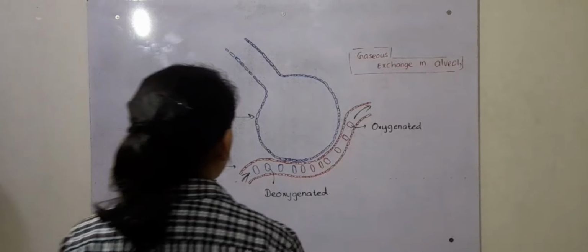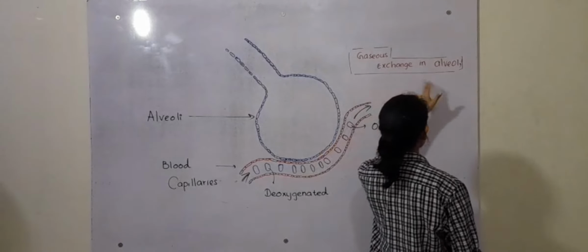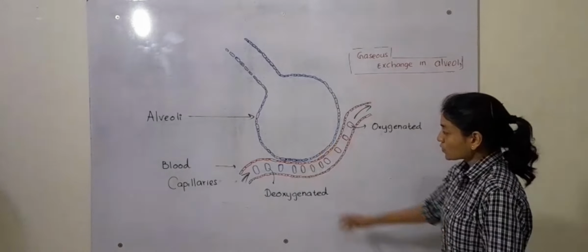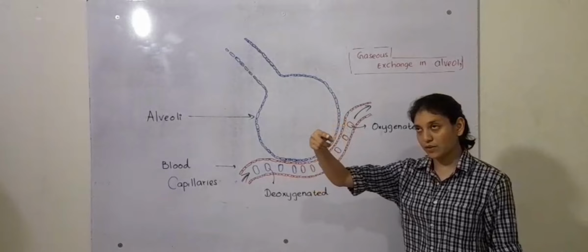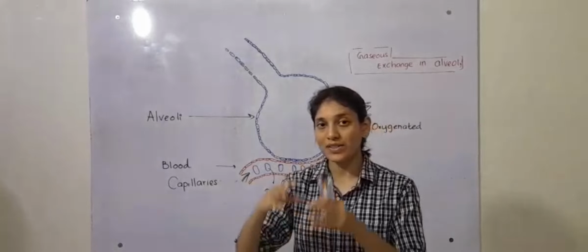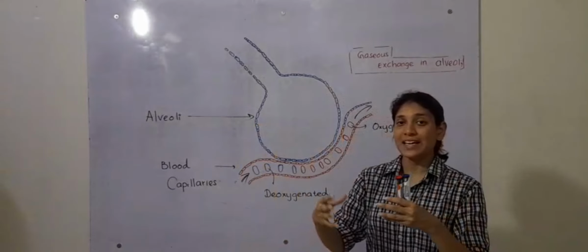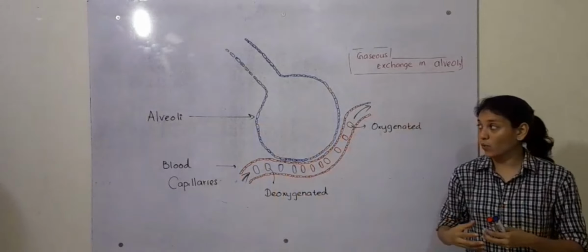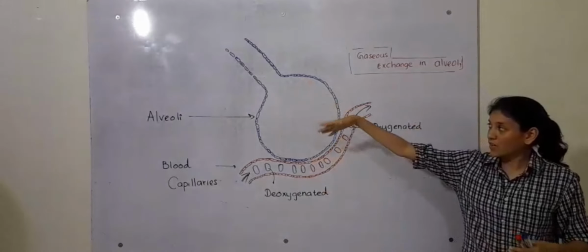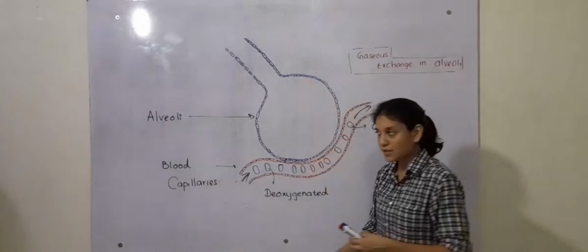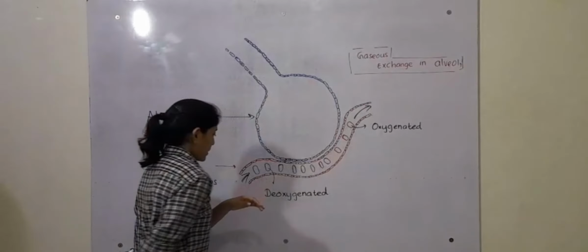Okay, people. So now we are going to look into gaseous exchange in alveoli. This is the enlarged diagram of the alveoli. You know the bronchioles; at the end of the bronchioles there are a large number of tiny air-filled sacs, and that is called alveoli. This is one alveolus, and I have enlarged the diagram. Understood? So what happens, people?